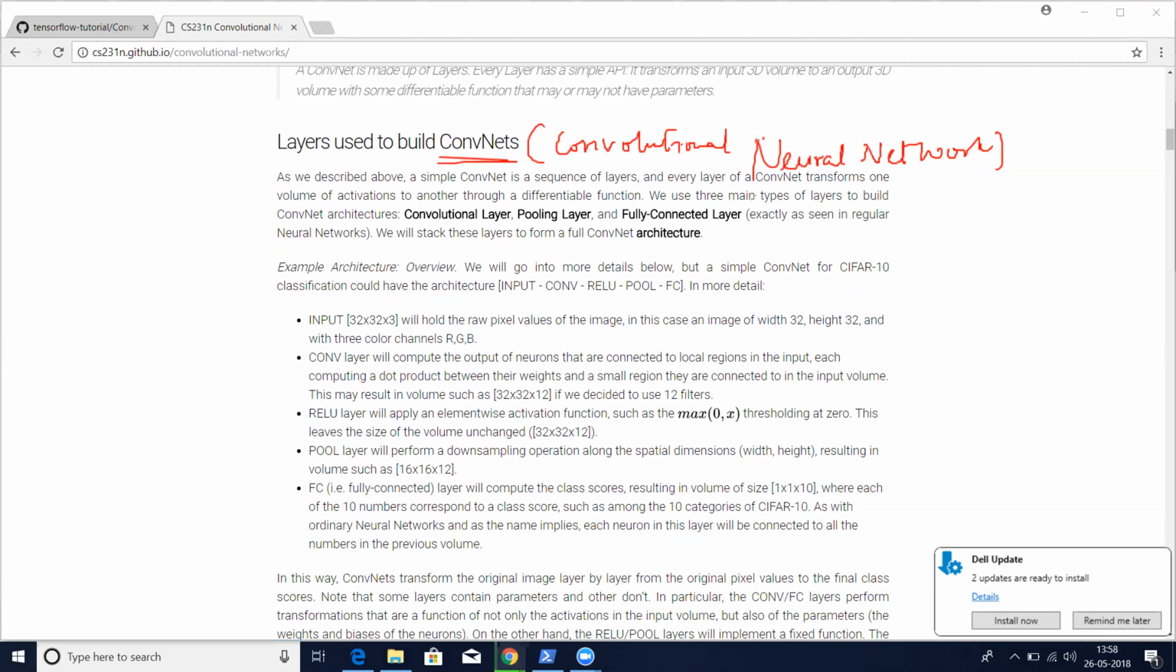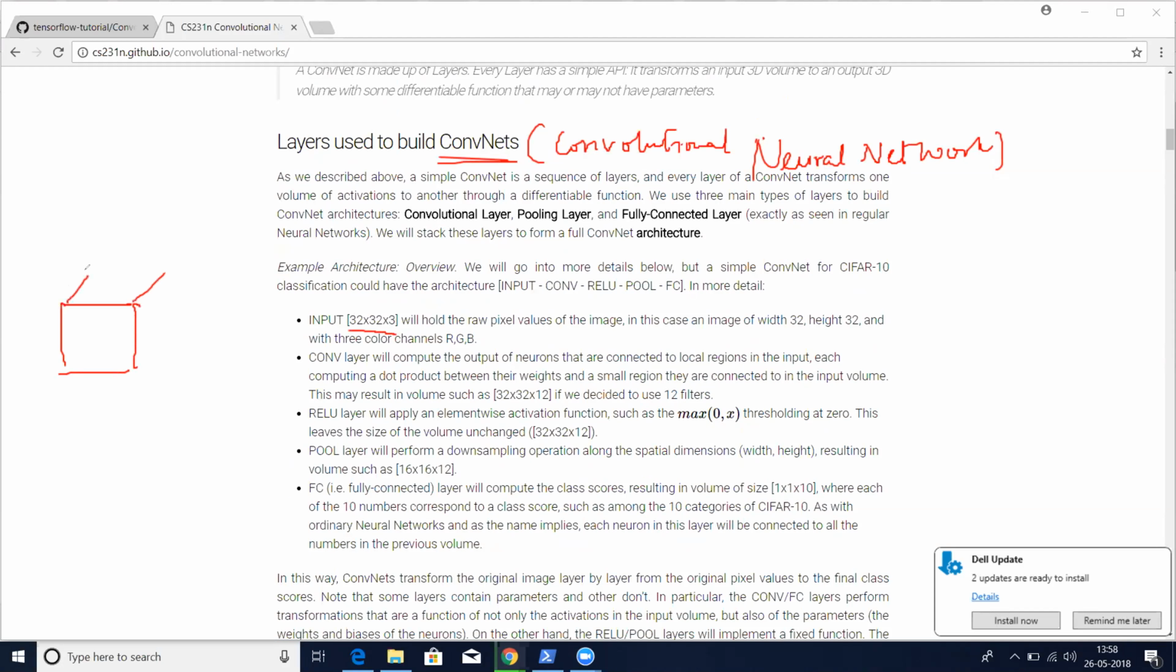So what is this convolutional layer? What is the pooling layer and the fully connected layer? Let's understand. First is the input data, and we will be talking mostly from the perspective of images only. The input layer consists of an image. As you can see here, this image is 32 cross 32 cross 3. If you have to represent this image, it would be like this.